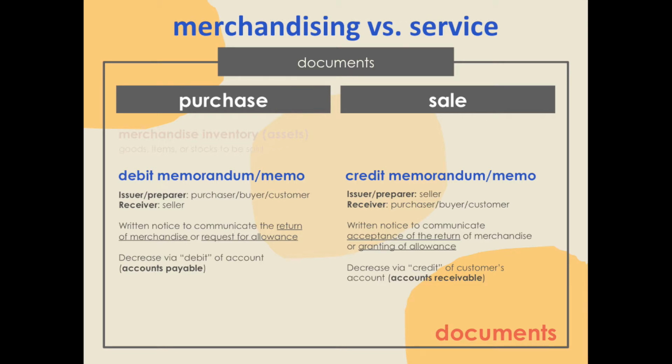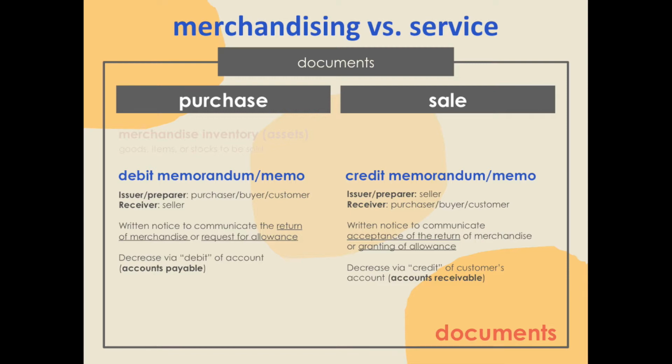The debit memo is issued by the buyer to tell the seller that he will be debiting the accounts payable he has recorded in his books. Remember that the accounts payable has a credit balance, so the customer is telling the seller that he will be debiting or reducing the accounts payable because of a return of merchandise or an allowance granted by the seller. The credit memo, on the other hand, is issued by the seller to inform the customer that he will be crediting the customer's account or the accounts receivable recorded in the seller's books for the amount of returns or allowance granted.